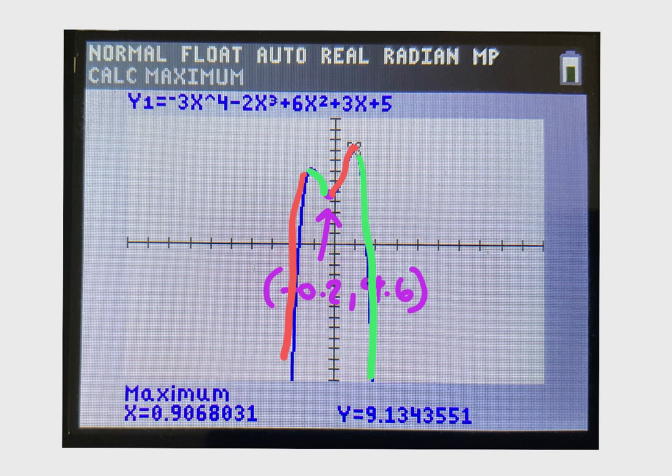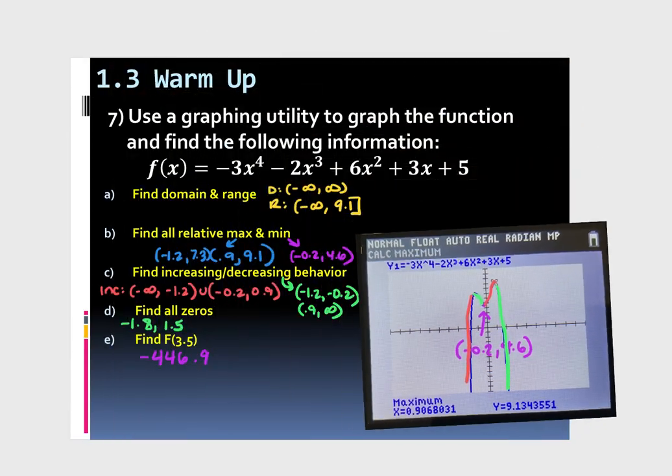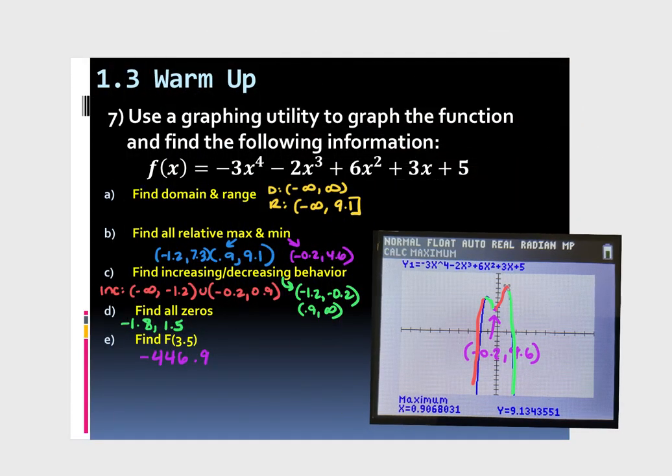Then the range is bottom to top. So I actually found the maximum first because that gave me the top point. How you do this might go in a different order than how the questions are asked, but eventually, and it's going to be the same on your test, you have to find the max and the mins, because that's going to help you with your increasing and decreasing behavior. It's going to help you with your range. So that max on the right was, the y was 9.1.